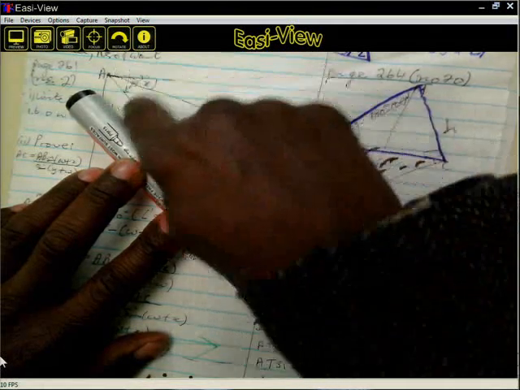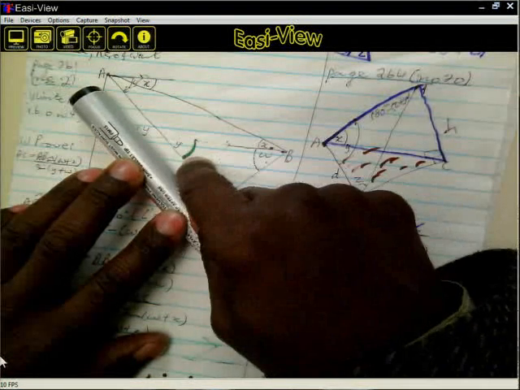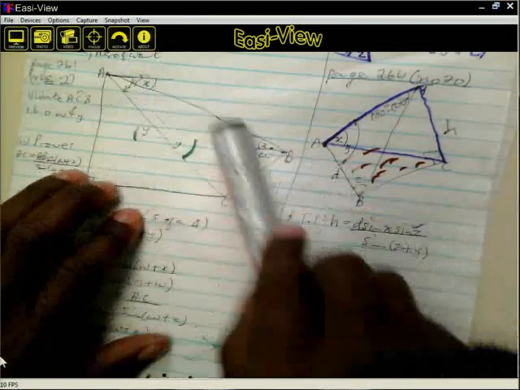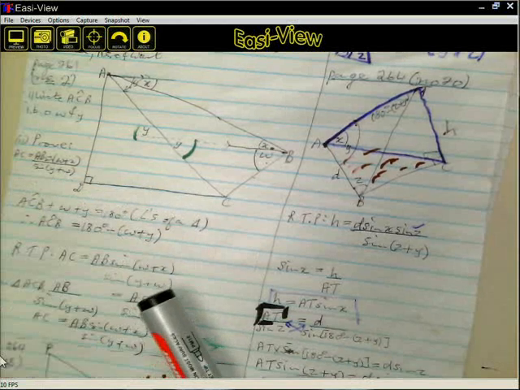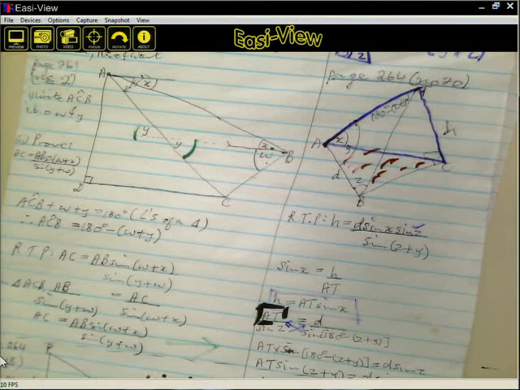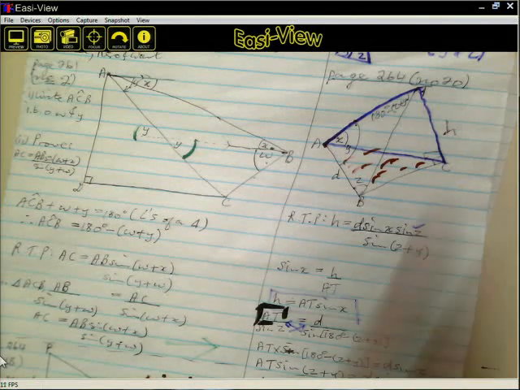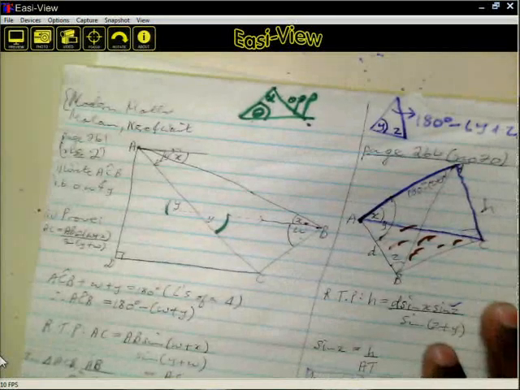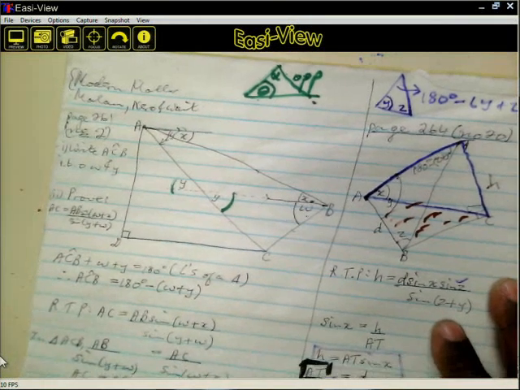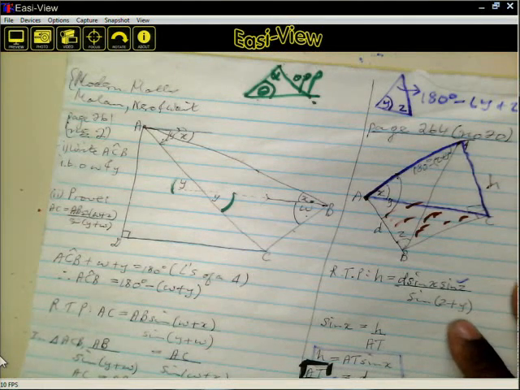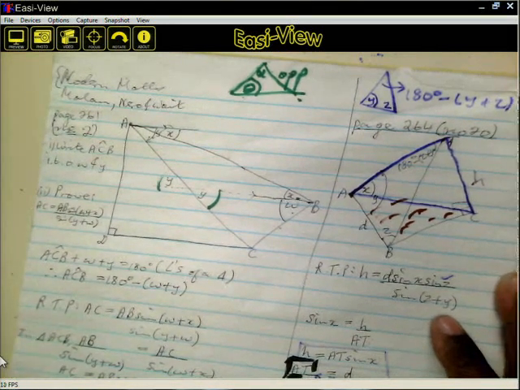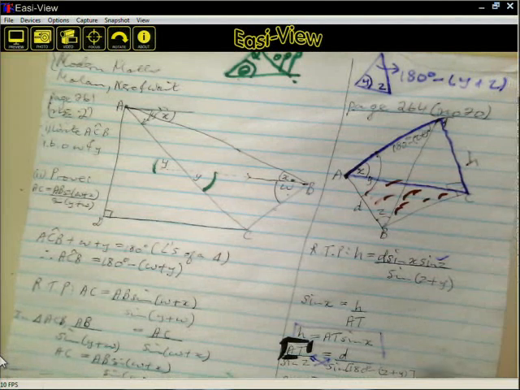Okay? This angle corresponds with this one. So if this is Y, this must also be Y. Now I want to recapitulate by saying, when you deal with these problems, especially 3D, that require you to apply the rules, it is not only the rules that are applied, but also your knowledge of parallel lines.